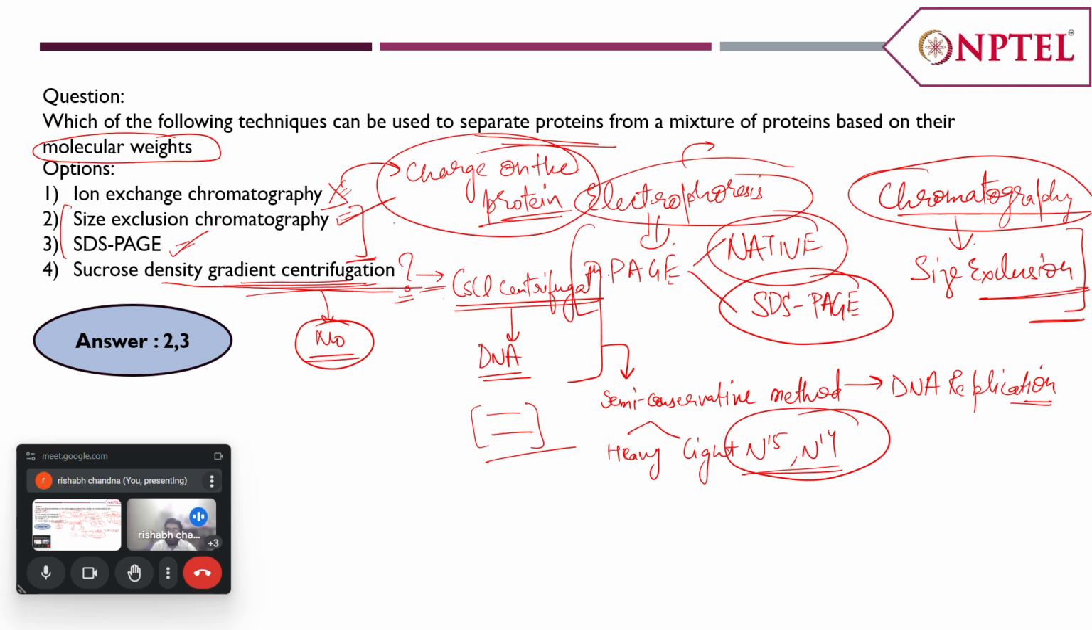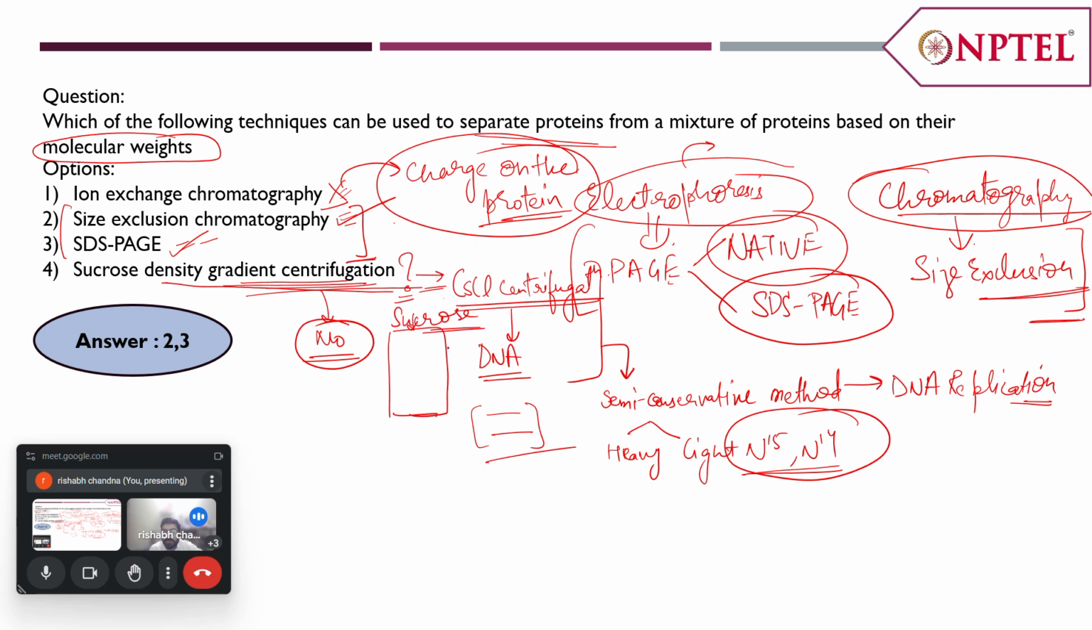Okay, so I'm moving forward. In case of a sucrose density gradient centrifugation, like in case of a PAGE or a chromatography, we must have a base that basically helps us provide the solution in which the protein samples can move. So, we are providing a base, that is sucrose.